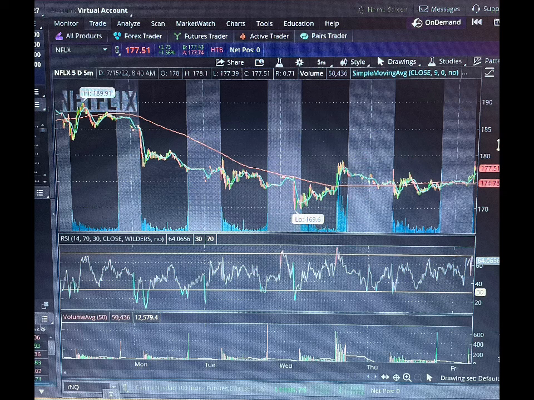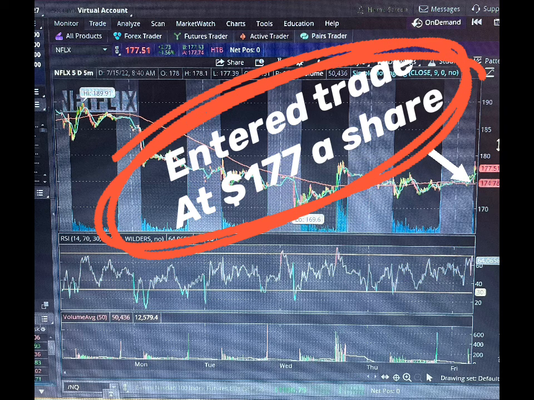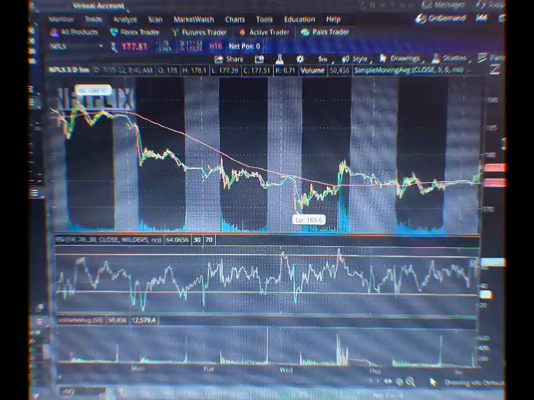The blue SMA crossing over the red long-term SMA, it holding above that long-term SMA, and all my RSI signs, along with the news that I had seen about Netflix. So I went ahead and entered this trade at $177 and some change.